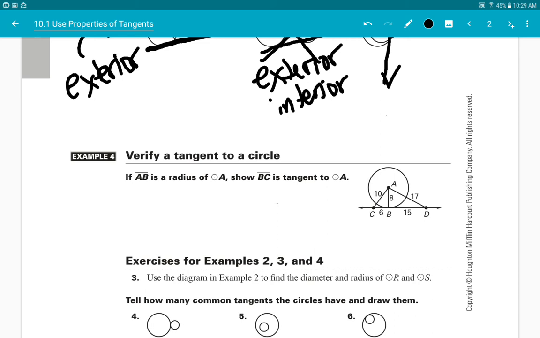We just need to make sure that segment AB is perpendicular to segment CD. If we can show that, then it is a tangent. So that's all we need to show.